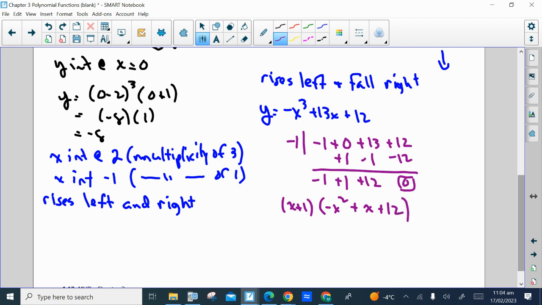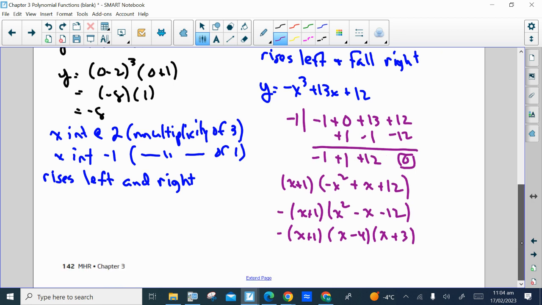And so we're going to factor that quadratic. Now, I would take out a common factor of negative 1 out of the quadratic, and it's a coefficient, so that's why I moved it in front of the first bracket. But that leaves us with positive x squared, negative x, negative 12. And the factors there are x minus 4, x plus 3. So that gives us our 3 x-intercepts, right? We're going to have x-intercepts of negative 1, positive 4, negative 3, and each of them will have a multiplicity of 1.